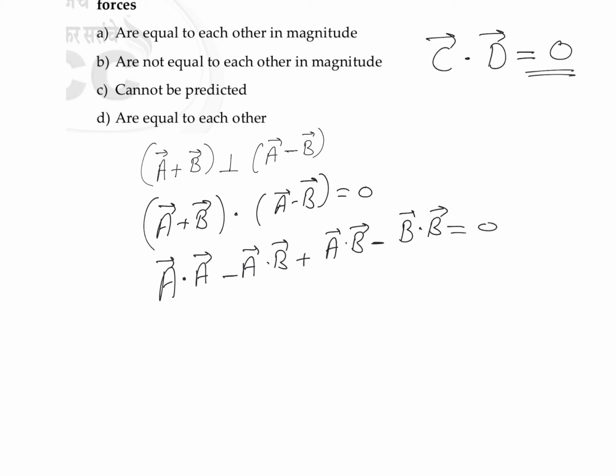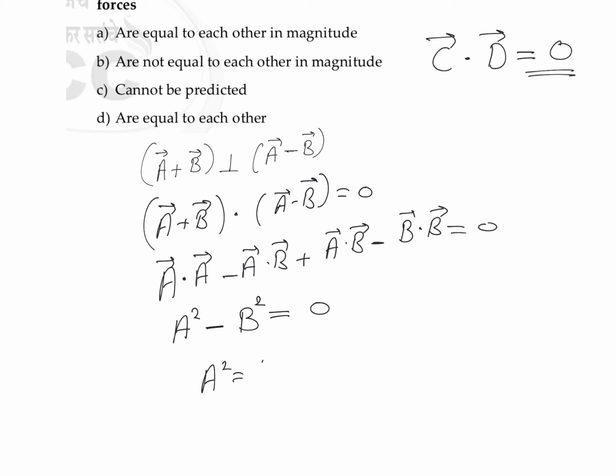Now what is A vector dot A vector? We know that A vector dot A vector is A into cos 0. Cos 0 is 1. So A dot A is A square. Now you can observe that this minus A dot B and plus A dot B get cancelled. So the remaining thing is minus, what is B dot B? B dot B is B into cos 0, that is B square, which should be equal to 0.